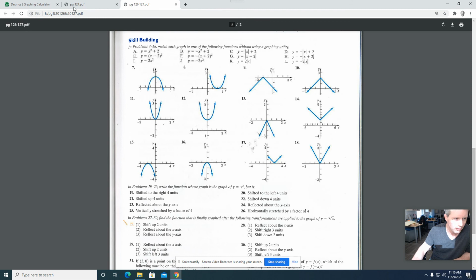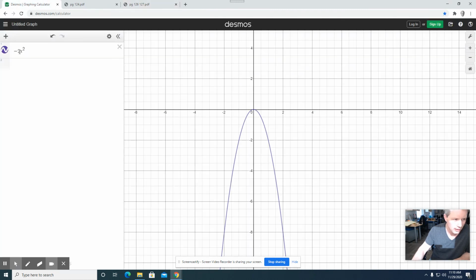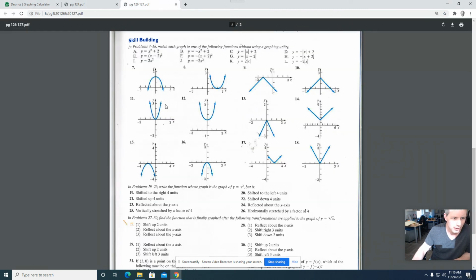What we have here is this graph right here, minus 2x squared. Minus 2x squared is J. Y is equal to minus 2x squared is J. That's that one right there.